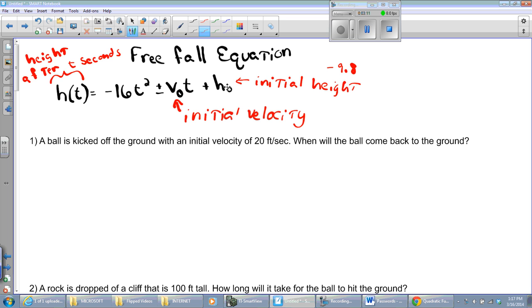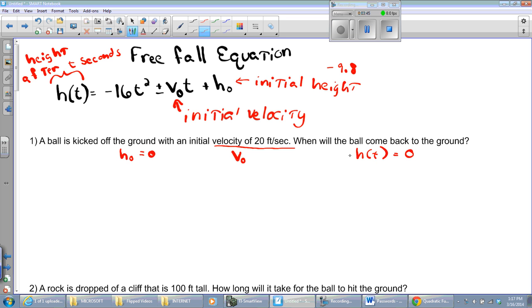Let's see how we do a problem now. Number one, a ball is kicked off the ground with an initial velocity of 20 feet per second. So there's my initial velocity right there. That's v sub o. Hey, it's kicked off the ground. What's my starting height? That must be 0, right? Because it's being kicked off the ground. When will the ball come back to the ground? So my ending height, h of t, is going to equal 0. Not h of 0. Notice I didn't put the 0 inside.